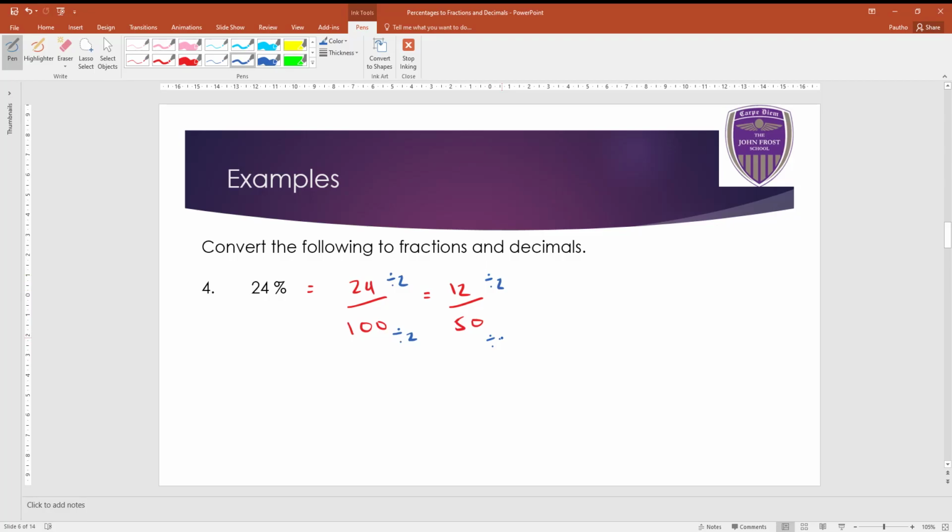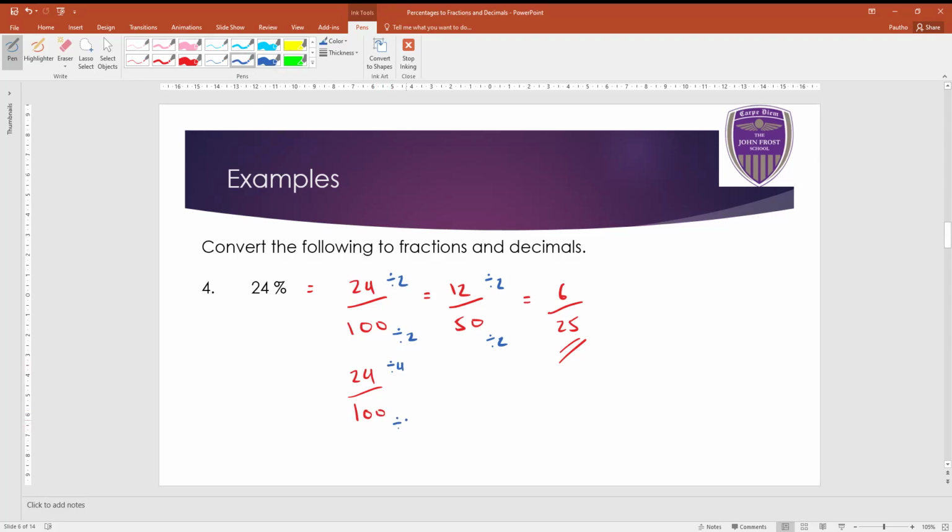They're also both in the 2 times table. So divide both those by 2. And how many 2s are in 12? 6. How many 2s in 50? 25. I wonder if some people did it in one step, because what you could have spotted as well is that these are both also in the 4 times table. So you could have done it in one step.